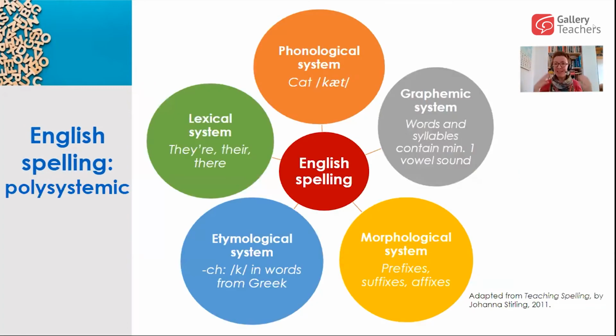Because it's polysystemic. English spelling is based on 5 main writing systems. So let's have a quick look at all of them. And we're going to start at the top there in orange. Let's have a look at the phonological system. Some words are phonetic in English. So cat is cat. And this is why a lot of kids, when they learn to read, still use phonics.